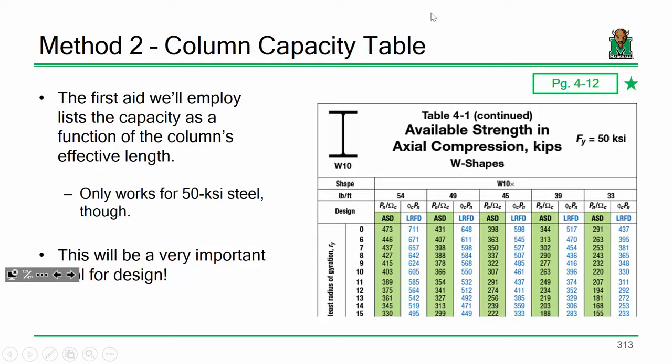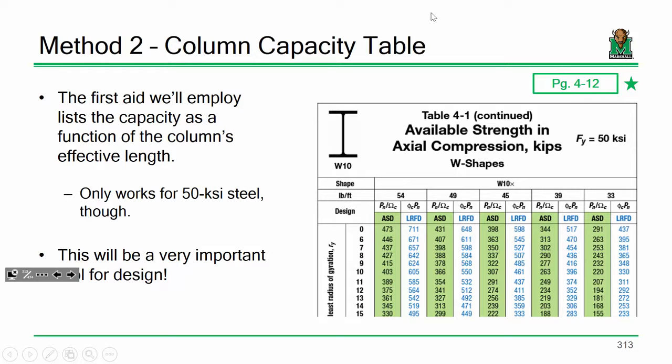Well, yeah, that's a good question. All right, that's a good point to bring up. Some of the other shapes, like the angles and channels and whatnot, have different strengths. For instance, Fy for the piles, what is it? It's like 42 or 46 or HP. 46. Yeah, yeah. So that's just because tubes come in different preferred available steel than others.